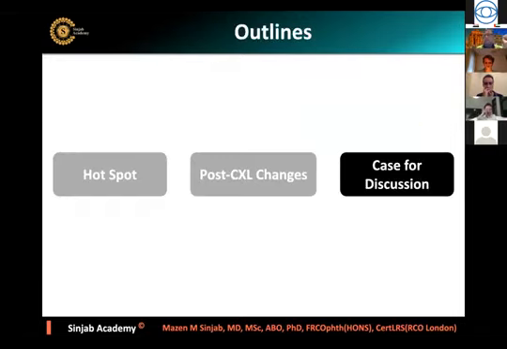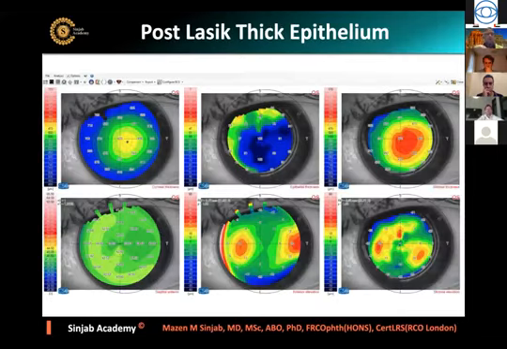The last part is I'm going to present this case and open the discussion, and I will ask the panelists what to do for this case. I didn't do anything for this case. I'm just asking because I want to learn from you. Now, this patient had LASIK, and she came back. She is not happy because of high order aberrations, actually, not because of residual refractive error.